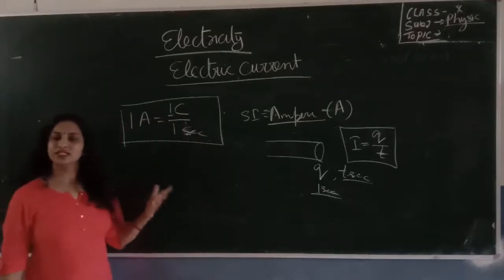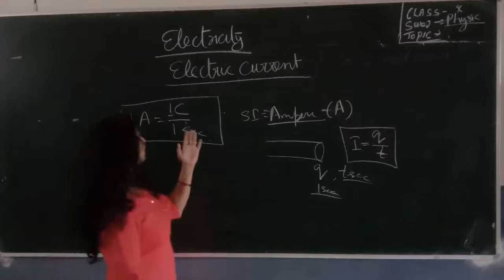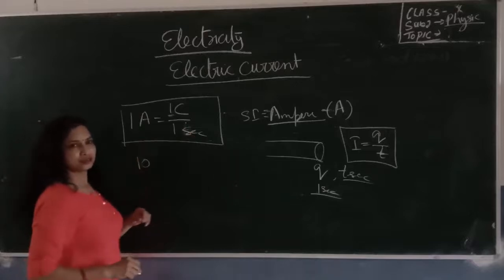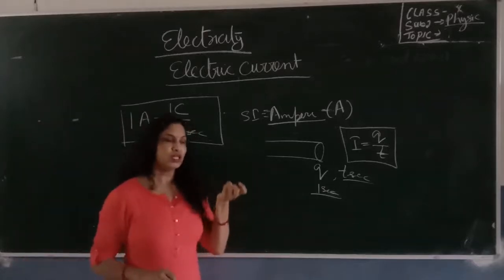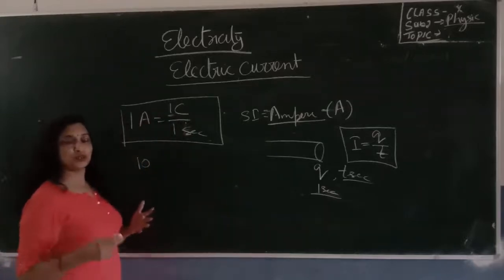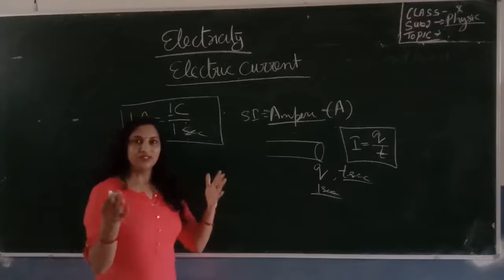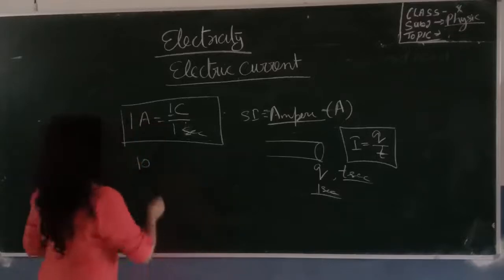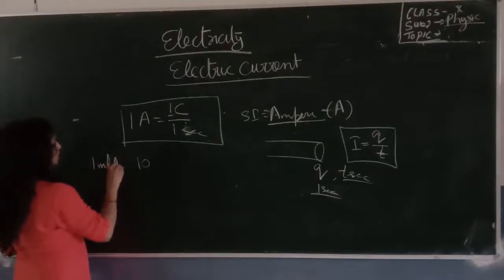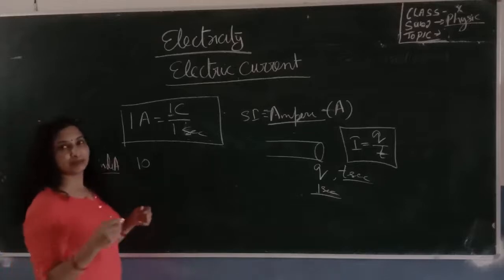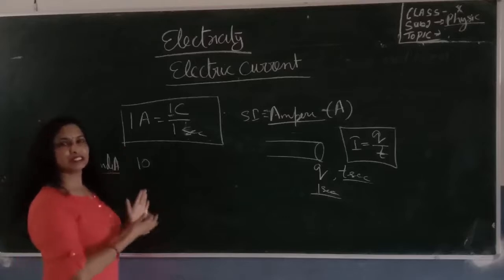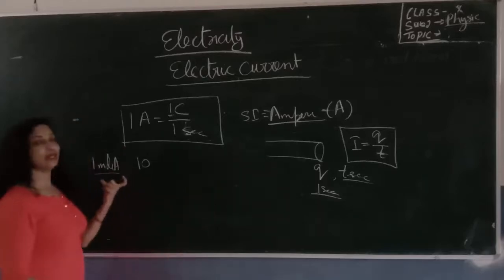We can also represent current by different units. This is the SI unit, ampere. We can also represent it in milliampere. If the quantity of current is very low, we can represent it using the milliampere. In the laboratory we also use an ammeter which measures current in milliampere. As we use millimeter and meter, the relation between the milliampere and the ampere is the same as the relation between the millimeter and the meter.